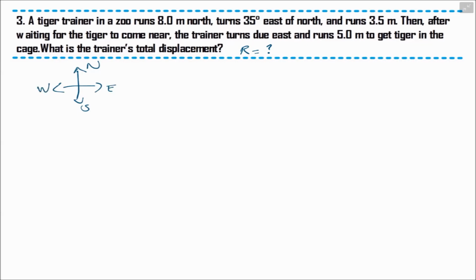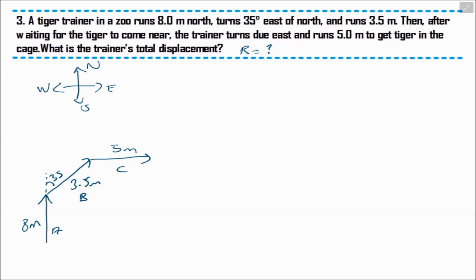First it says it moves 8 meters north, 8 meters. Then it turns to east of north. That means in this direction it is the east of north with the 35 degree. It runs 3.5 meters, and then after it goes to east 5 meters. So east means in this direction 5 meters. So vector A, vector B, and the vector C, let's say.